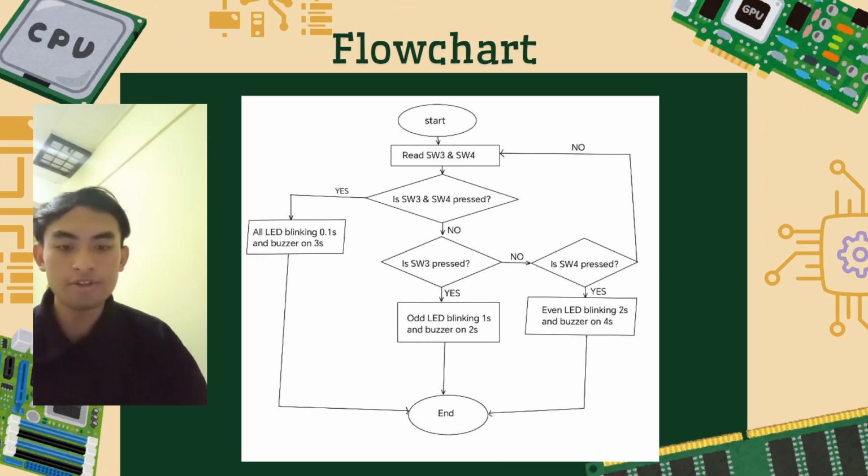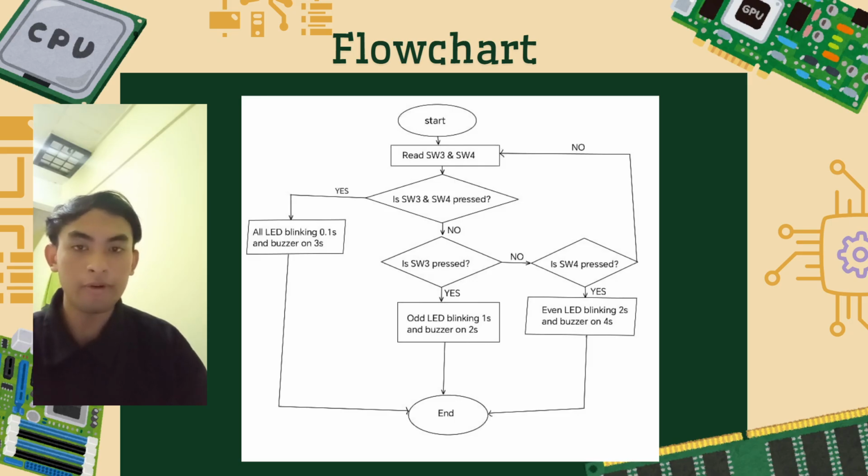So I will explain the flowchart. Firstly, it will read SW3 and SW4. If SW3 and SW4 are pressed, that means both of the switches are pressed, then all the LEDs will blink at 0.1 seconds and the buzzer will be on for 3 seconds.